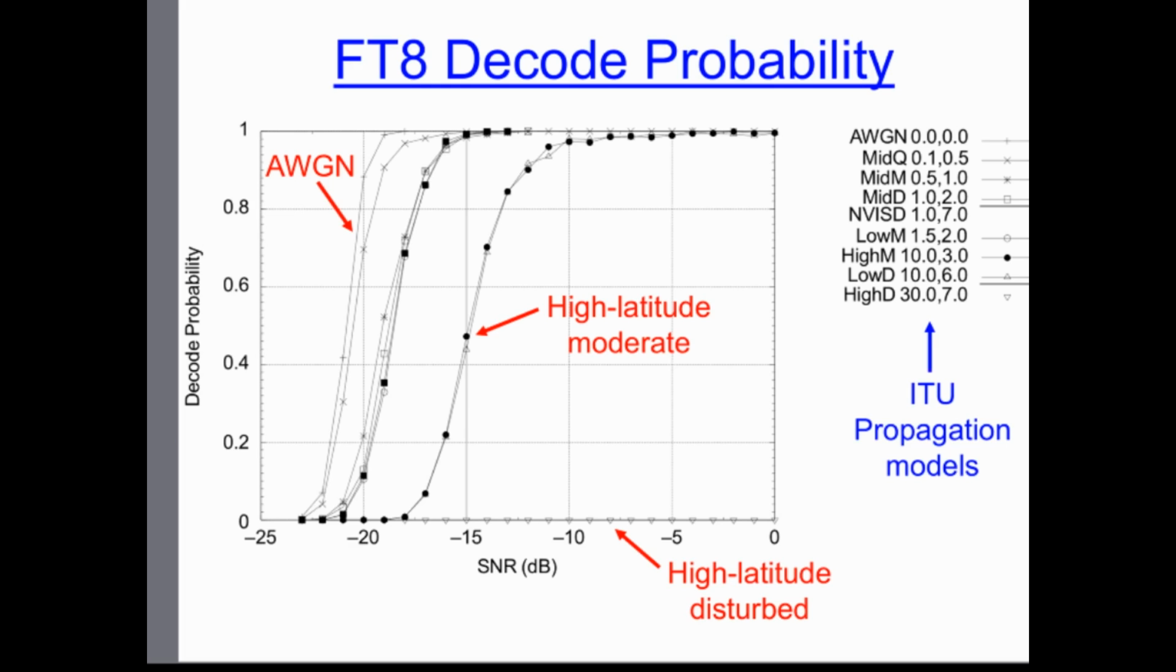Then you have mid-latitude quiet conditions, mid-latitude moderate conditions, mid-latitude disturbed conditions, near vertical incidence, whatever that stands for, I forget, etc. Then low latitude moderate, high latitude moderate, low latitude disturbed, and high latitude disturbed. Notice that, for example, for high latitude moderate, you give up about 5 dB. The signals are that much disturbed. The sensitivity is only about minus 15 dB instead of minus 20 point something. And high latitude disturbed signals, ones that go over the pole more or less, forget it. They're not copied at all. Basically 0% all the way along here. So even if the signal is strong, you're not going to copy it in FT8.